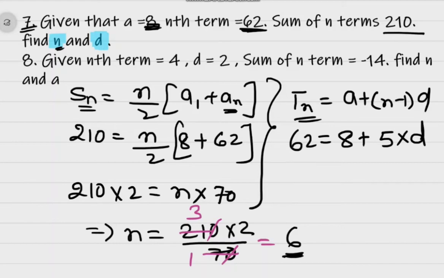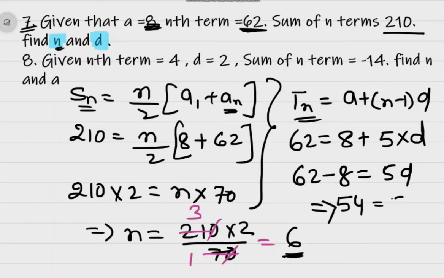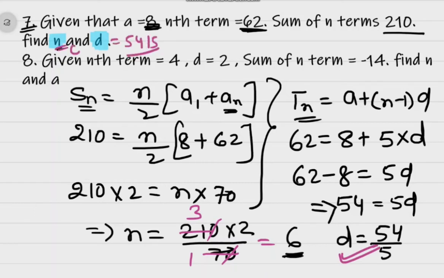So now here it will become 62 minus 8 will be equal to 5d. Now what is 62 minus 8, children? 62 minus 2 will be 60 and 60 minus 6 will be equal to 54. So 54 will be equal to 5d. So your d will be equal to 54 by 5. I think you have got it. d will be equal to 54 by 5 and your n is equal to 6.